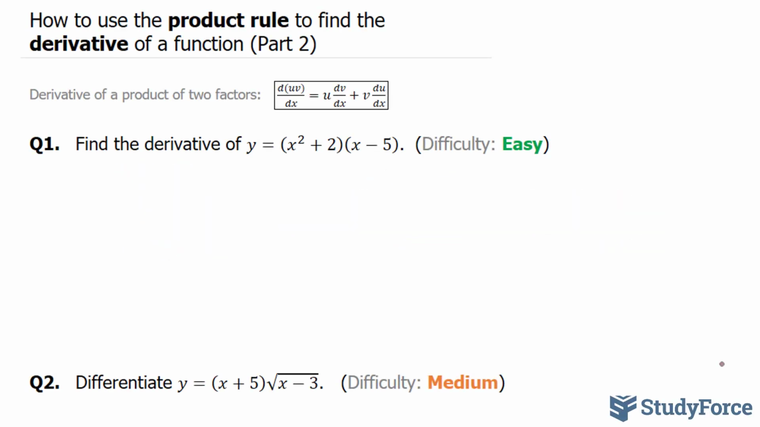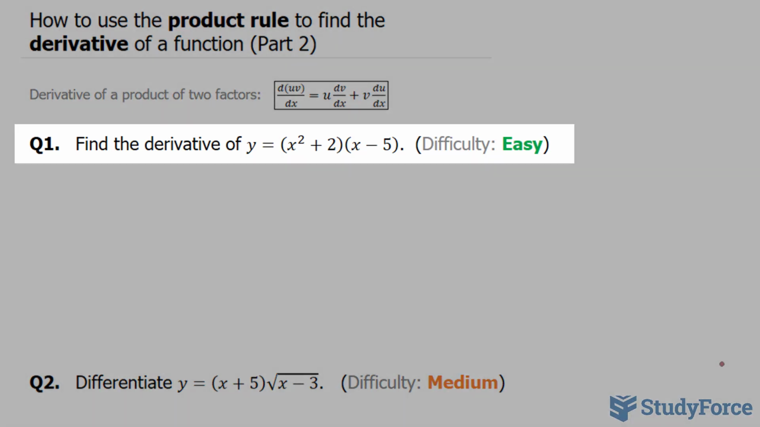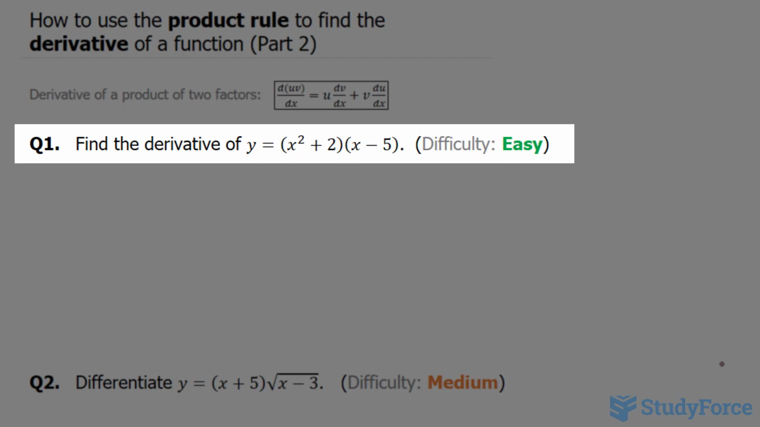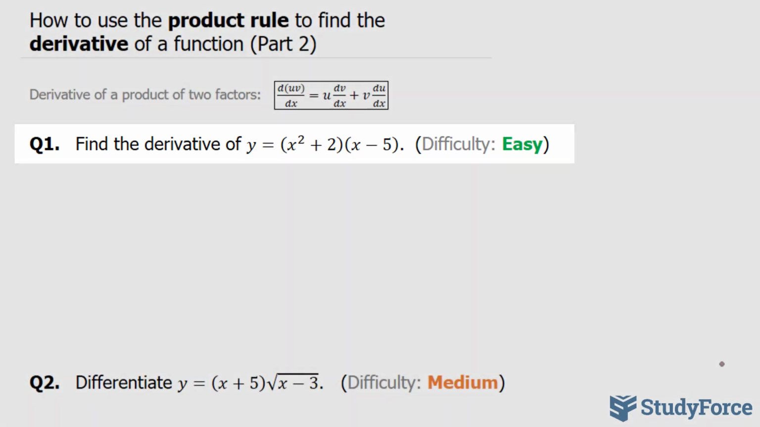In this lesson, I'll show you how to use the product rule to find the derivative of a function. This is part 2. The question reads, find the derivative of y is equal to (x squared plus 2)(x minus 5). And I've given this question an easy difficulty level, and I'll explain to you why after I show you how to do it.